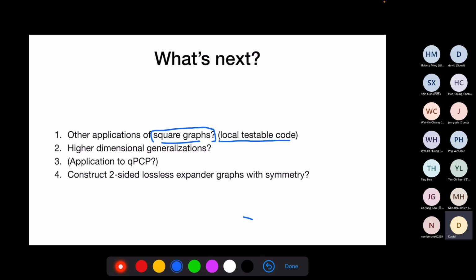The second question is, could there be higher dimensional generalizations of this? Here we're doing 1D and 2D, but maybe you could also construct 3D versions or higher dimensional versions. It's not clear how to do this, but it could be possible. Next, a very interesting question is how these results are related to quantum PCP. However, it may be too early to talk about this, because we still have the most important question, which is that we want to close this loophole and solve the classical 1D problem, which is to find the lossless expander with symmetry.